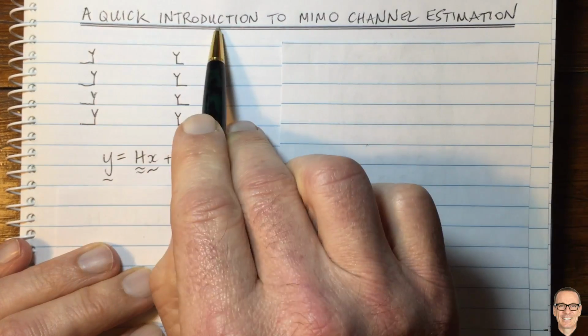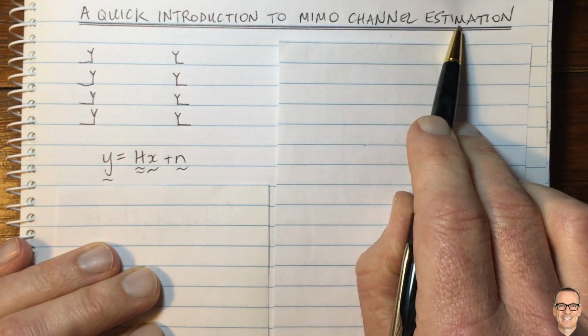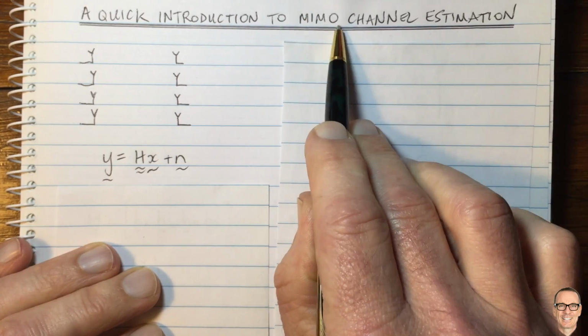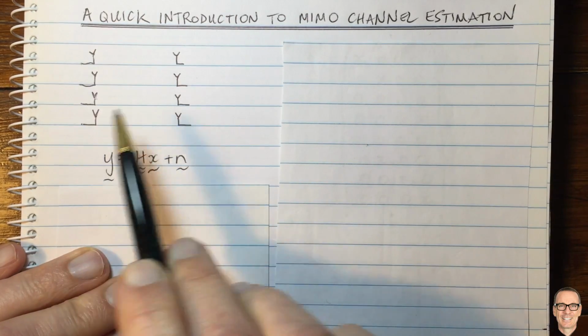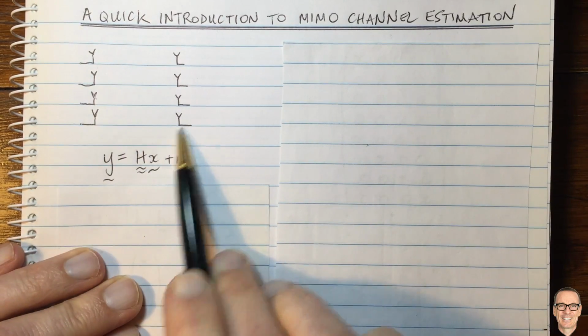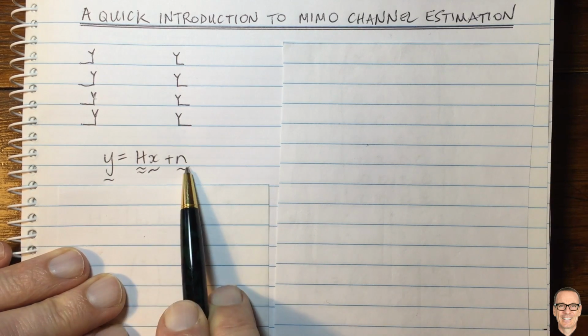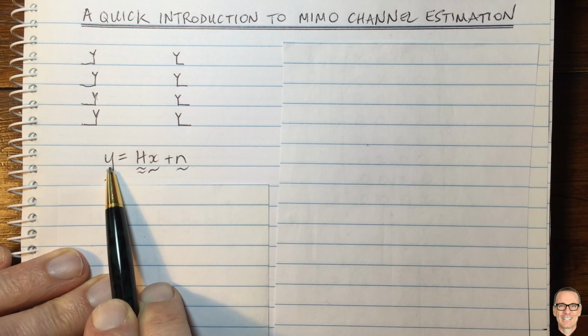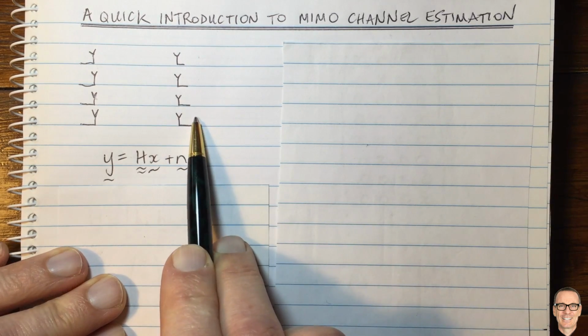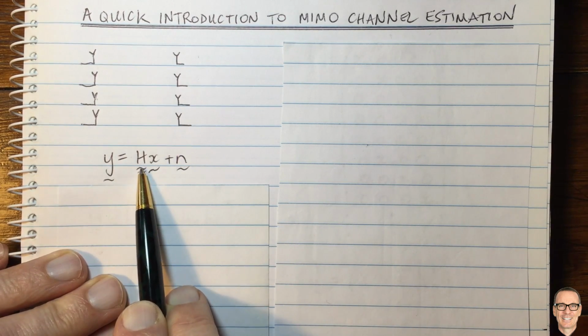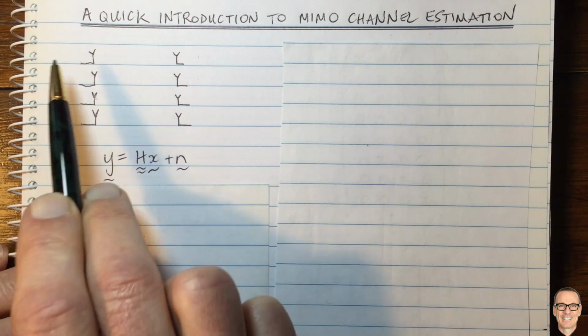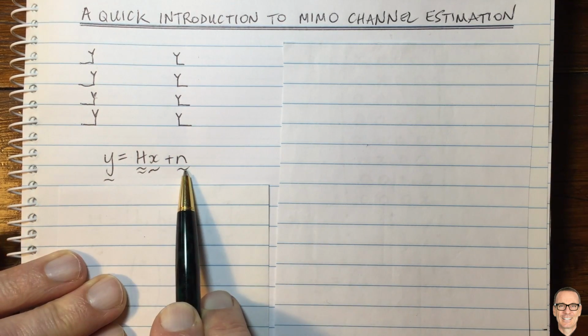Let's do a quick introduction to MIMO channel estimation. This is multiple input, multiple output. So we have multiple transmit antennas and multiple receivers in a digital communication system. We can write that as an equation where the output vector y, which is a vector of all these elements of measurements, equals the matrix H times the vector x of inputs plus noise.